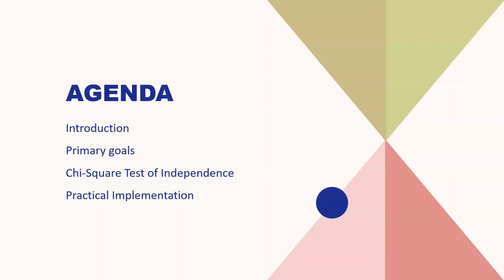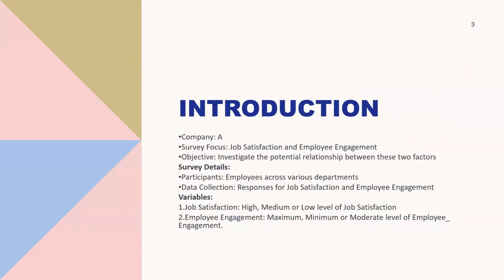Now the agenda of today's session is, first we are going to cover the introduction, that is, I'll be introducing you to the project that we are going to work for chi-square test of independence, the primary goal of our project, the concept of chi-square test of independence, and then we'll move to the practical implementation part. So first let's understand our goal objective of our project.